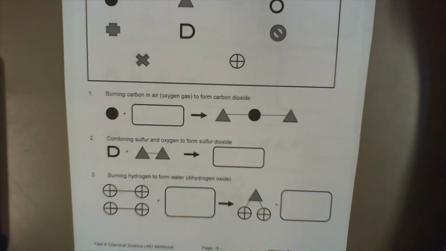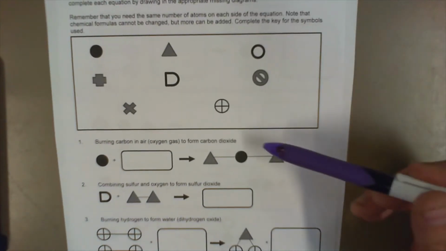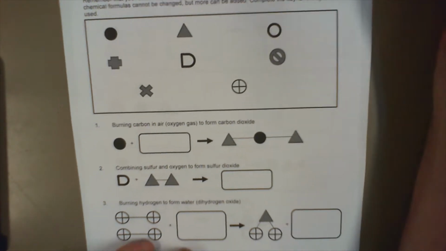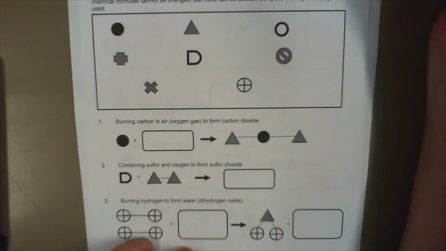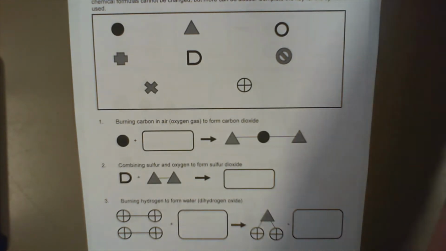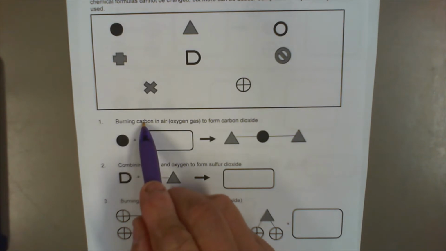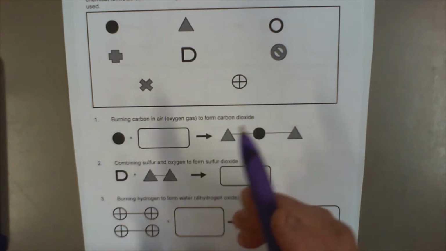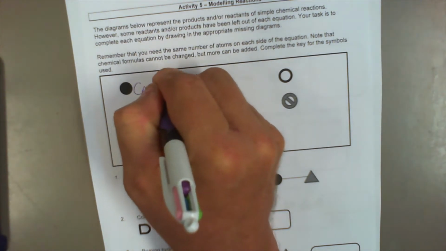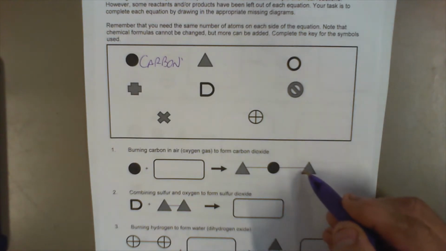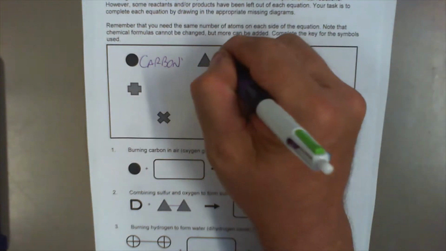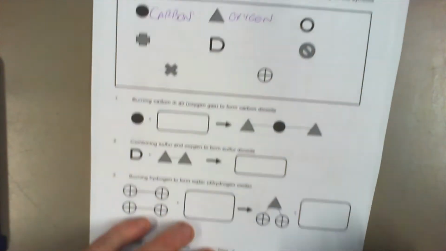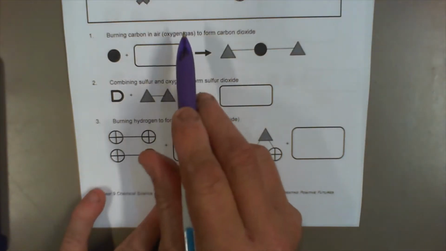Now, the first thing that you need to do is to identify what each of the symbols represent, and you can do that by reading the equations down below. So our first one is burning carbon in air to form carbon dioxide. So we've got carbon and air on one side and carbon dioxide on the other side. Because it's mentioned carbon first, the coloured in one here must be carbon. So we add carbon there. And obviously, if that's the dioxide, di means 2, these ones here must be the oxygen. So again we've got oxygen there, which we know already.